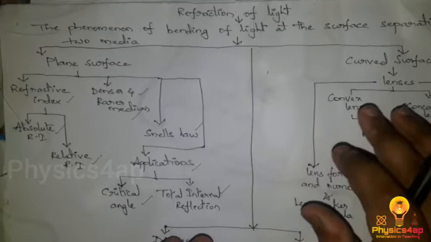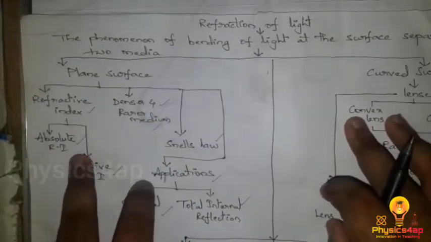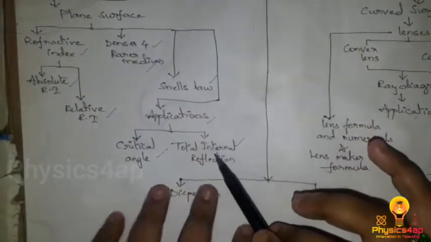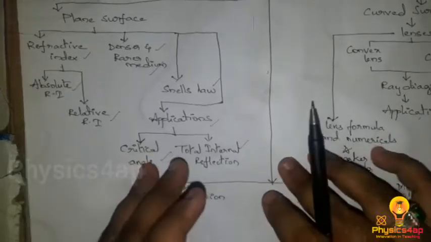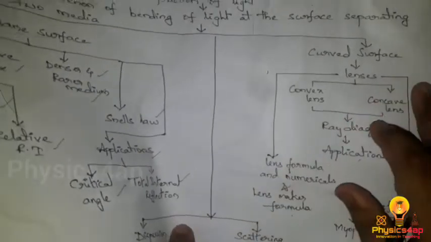In the previous episode we discussed plane surfaces, that is, refractive index, the denser medium and rarer medium, Snell's law, the application of total internal reflection and critical angle. We also saw an experiment on the rectangular glass slab. Now we will go on to the curved surface.